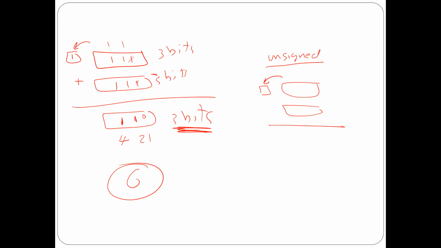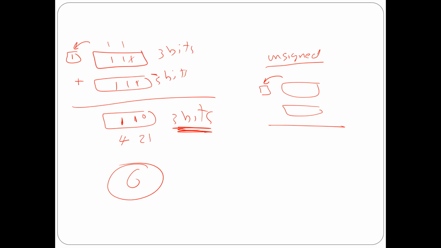Very simple. Just do the normal addition. If there is a carry resulting, there is overflow. No carry, no overflow. Overflow means it's a wrong number. No overflow means it's a correct number. Any questions? This is for unsigned numbers. Any questions?